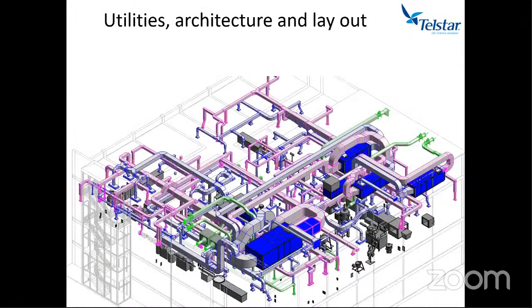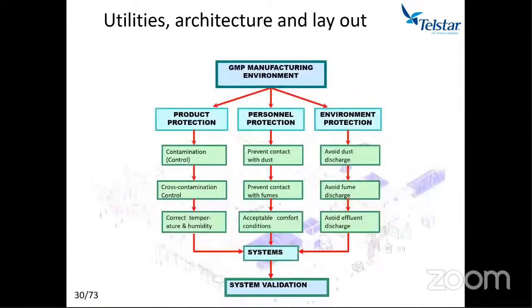A brief point about utilities architecture and layout. This is coming from the WHO. We have 3 possibilities. One is talk about product protection. If we talk about sterile, many times this is the main point. We can talk about personal protection. When we talk about high potent, this is something to take into consideration. And we talk about environment protection. When we talk about beta-lactams, this is something we take into account, or poisonous products.